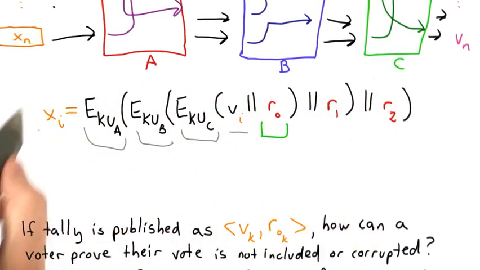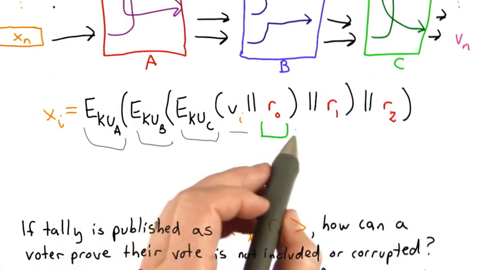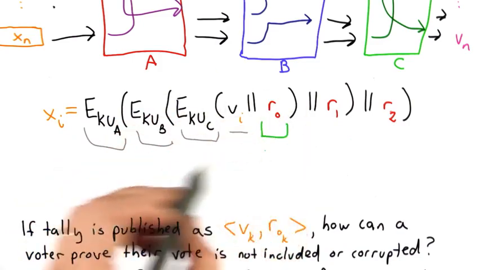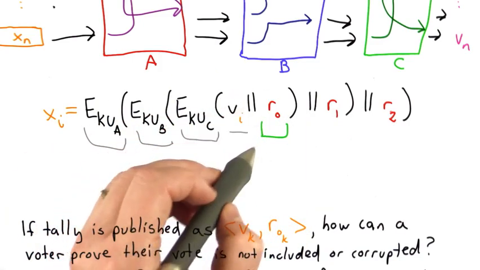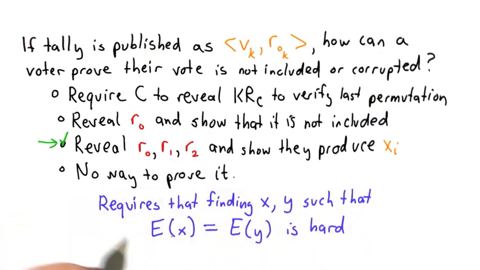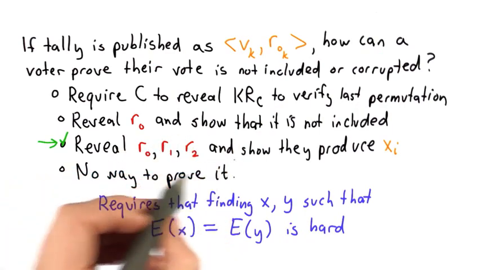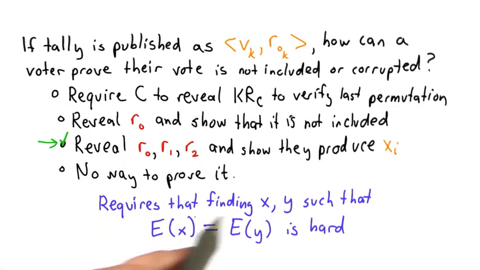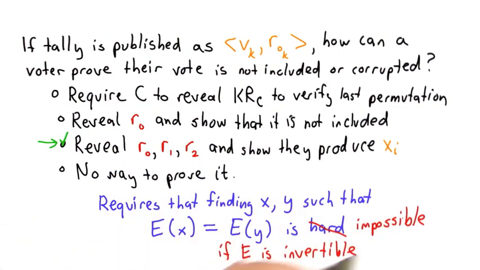Assuming the encryption function has the properties it should, it should be difficult to find R0, R1, and R2 values that encrypt in the same way with a different vote. Note that this requires the property of the encryption function that it's hard to cheat by finding a different vote with different nonce values that encrypts to the same thing. This is actually a required property of encryption. As long as the encryption is invertible, this would be impossible.